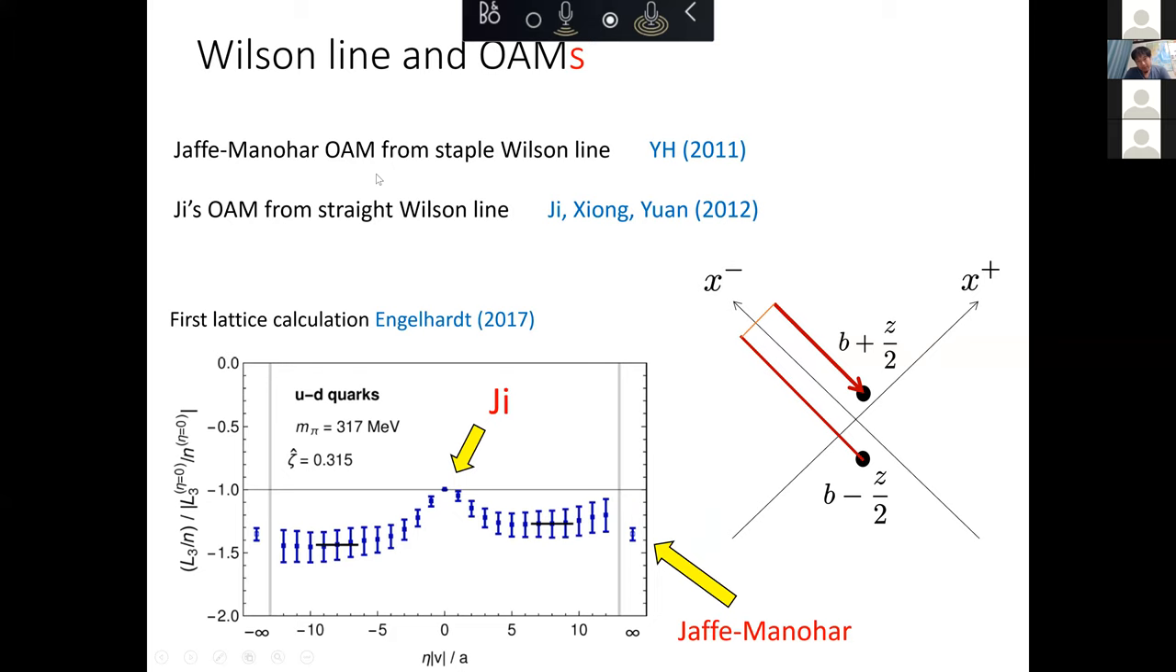But if you go from here to there, oh, by the way, do you see my pointer? Do you see my cursor? Yes, yeah, we can see.